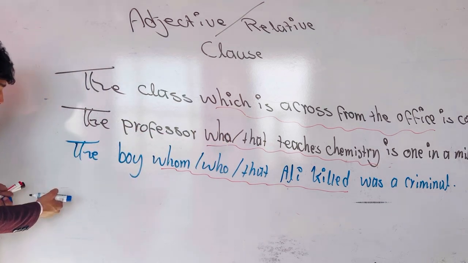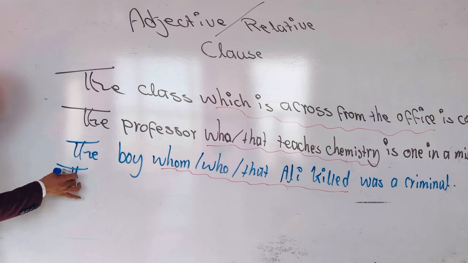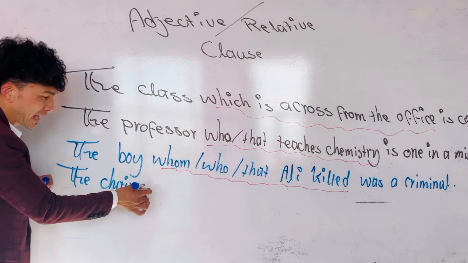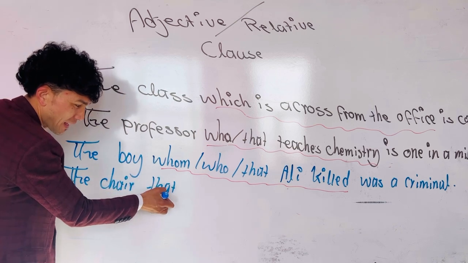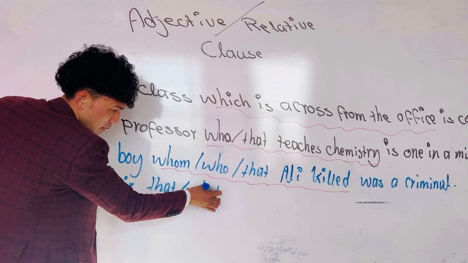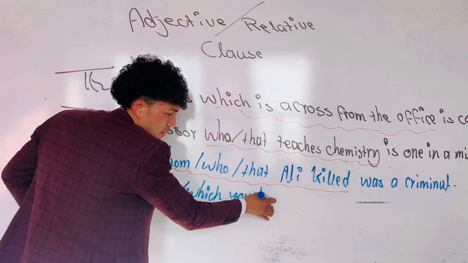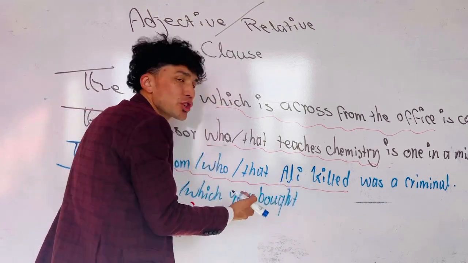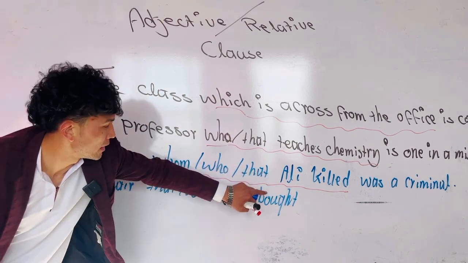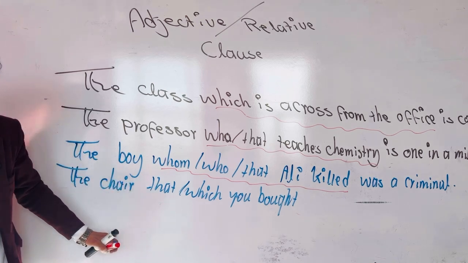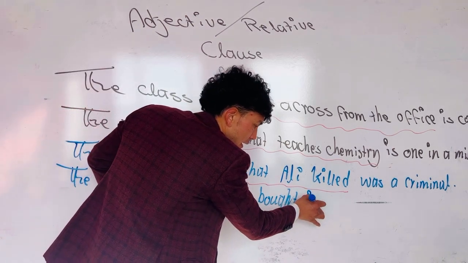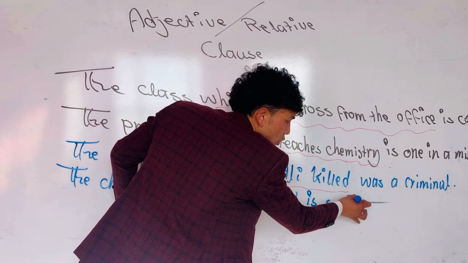Okay, next one. For example, the chair. The chair, okay, that or which. Understood? Or which. You bought. Do you know bought? Which you bought. Look, after which or that we bring a subject. See, Ali, you. Understood? Because this is the object.